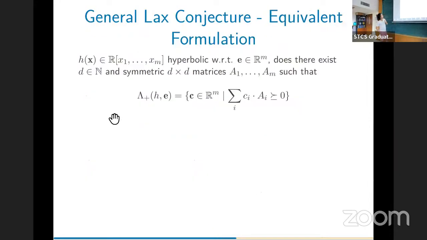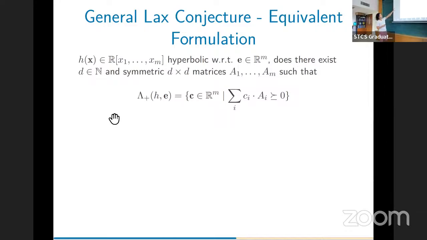So before I talk about how the proof of this theorem will go, let's just talk about how we get to this generalized conjecture. What does it have to do with algebraic complexity? So there's an equivalent formulation to this question. And here's the thing.